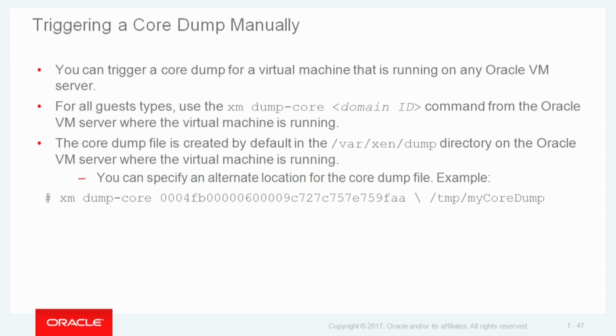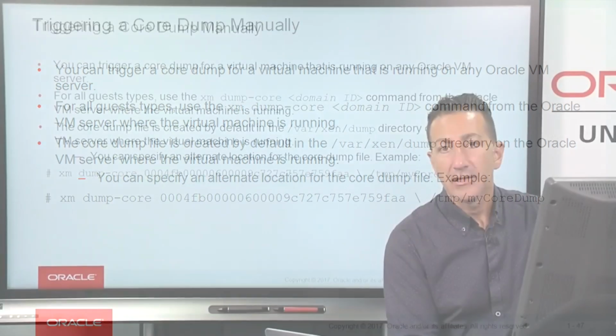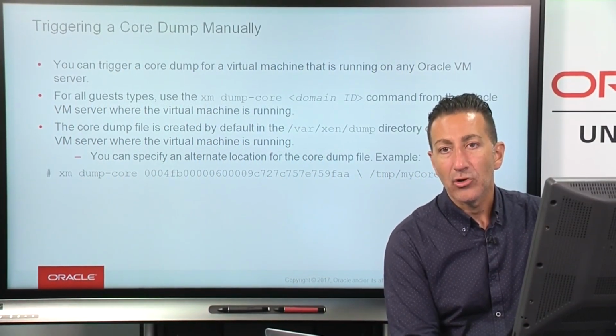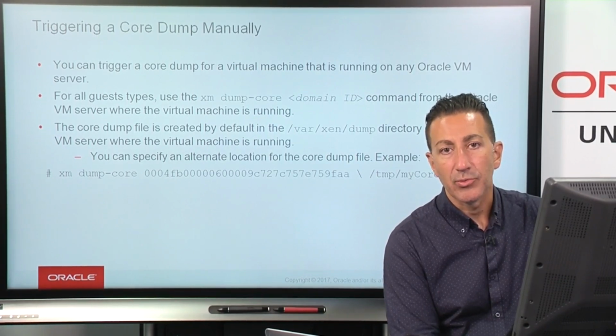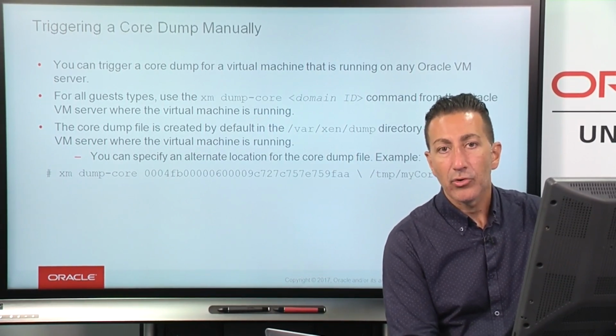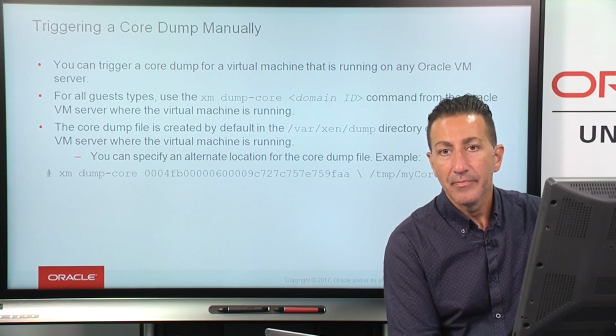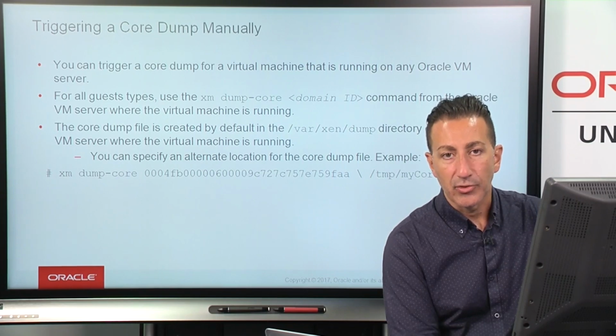Well, you are also able to trigger a core dump manually. Because the xm utility manages the virtual machines, you can trigger a core dump for a virtual machine that is running on any Oracle VM server. For all the guest types, we use the xm dump-core command and the domain ID from the Oracle VM server where the virtual machine is running. The core dump file is created by default in the var/xen/dump directory on the Oracle VM server where the virtual machine is running. You see it's exactly the same location.